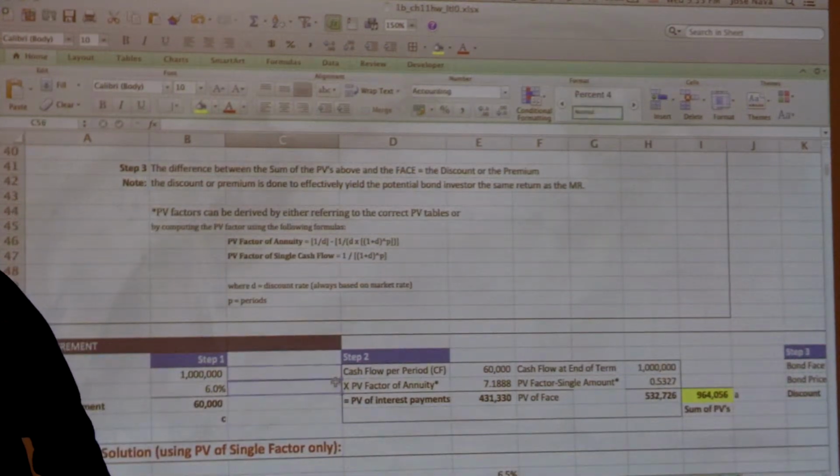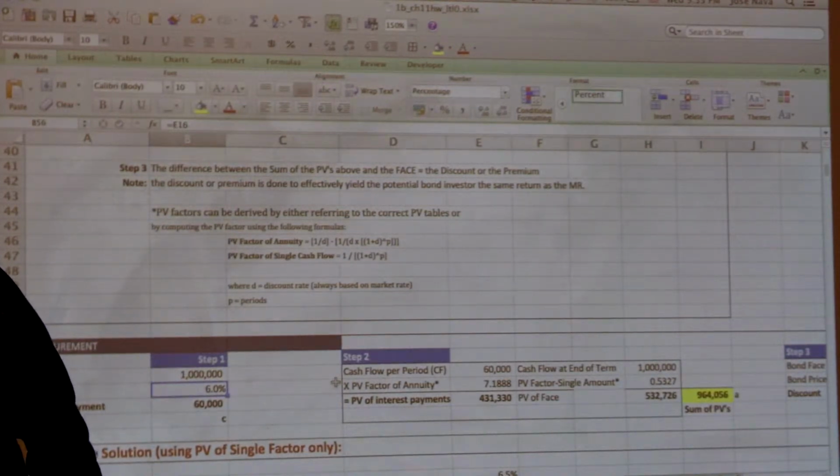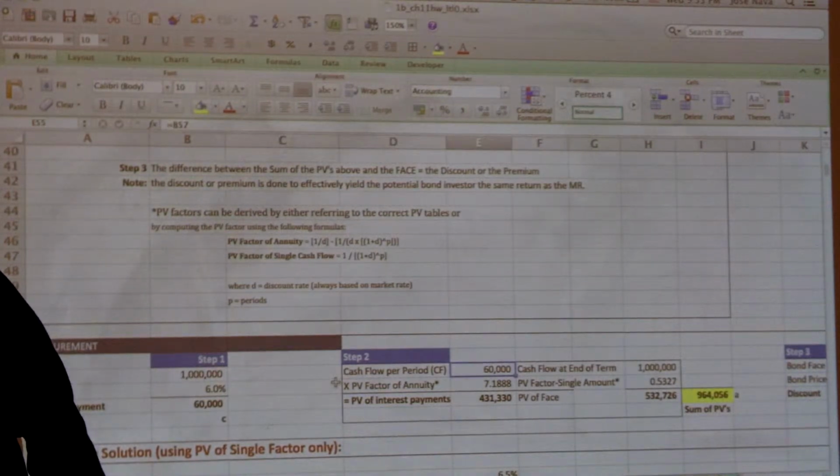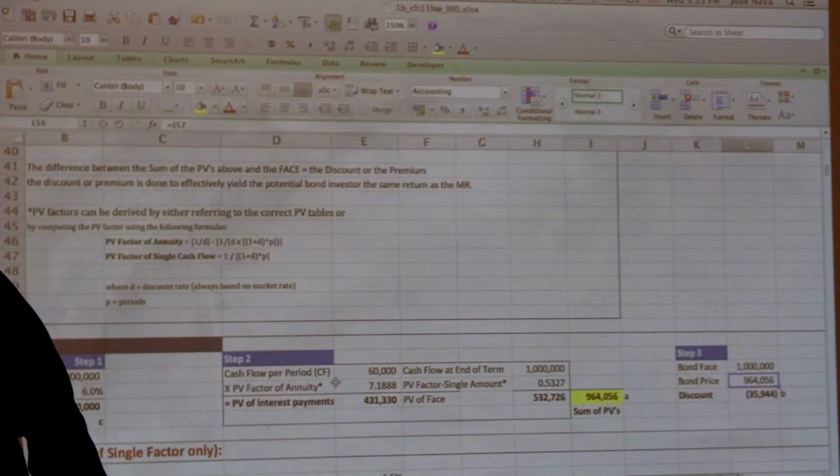Oh, by the way, here's the same thing I just showed you. Step one, first figure out what is the interest payment. So the face times the contract rate of 6%, that will be the $60,000 cash flow each period for 10 times. So again, I'll show you this calculation already. I'll show you this other calculation already as well, and that will be 964 here. Both together will give you the discount.